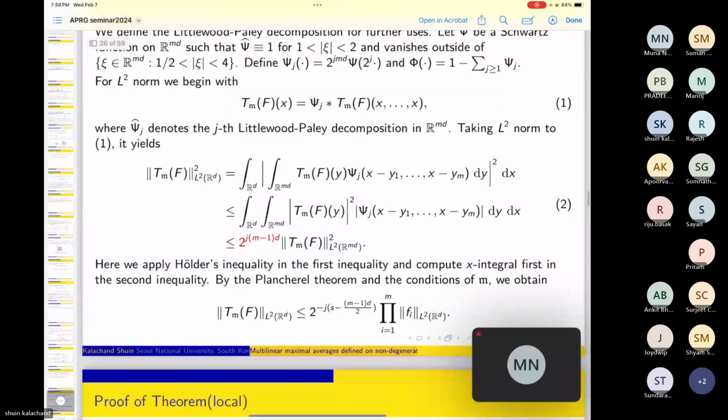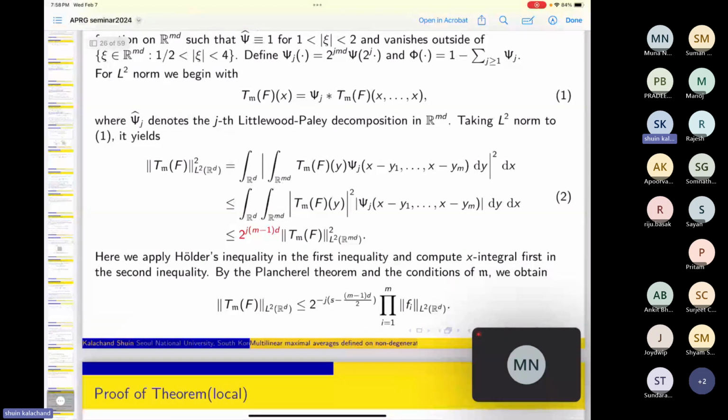Now, in order to prove the L2 estimate, we just consider its L2 norm, and then first apply Hölder's inequality. Then we will apply a change of variable with respect to the x variable, and then we compute the x integral first here. Then the psi j will disappear. But in order to do the change of variable, we will get this constant 2 to the power j times (m minus 1) times d, and we will end up with the L2 norm of T_M f on R^(md).